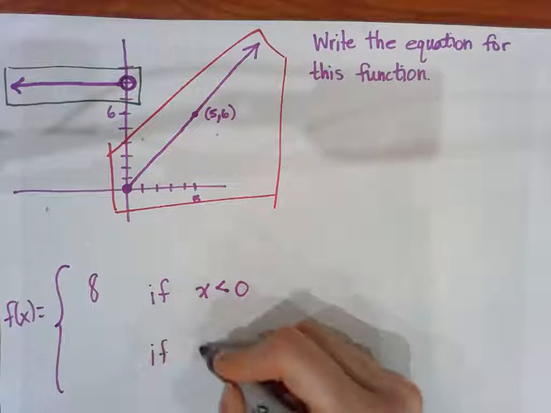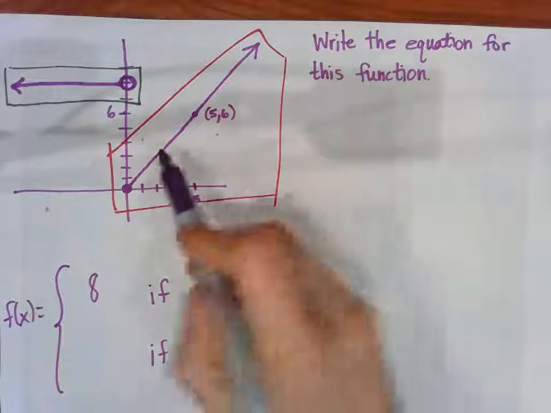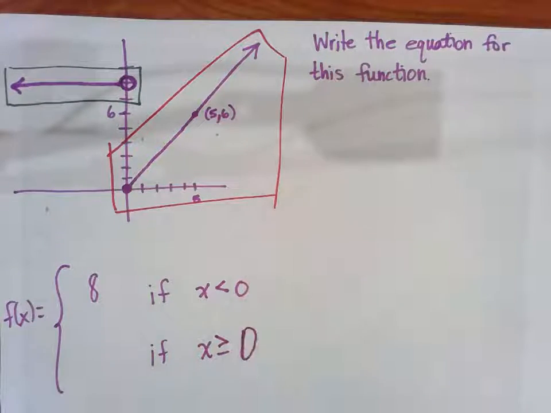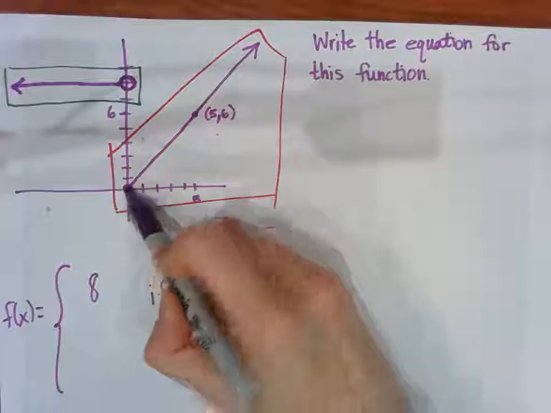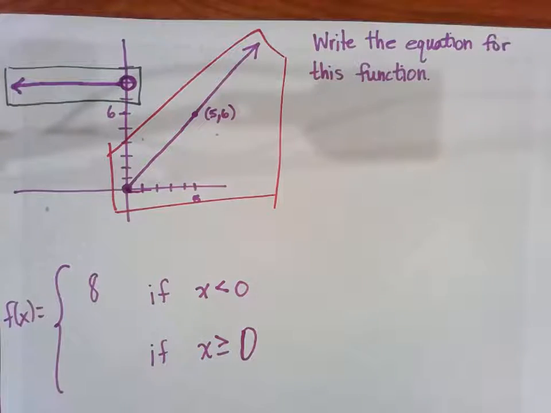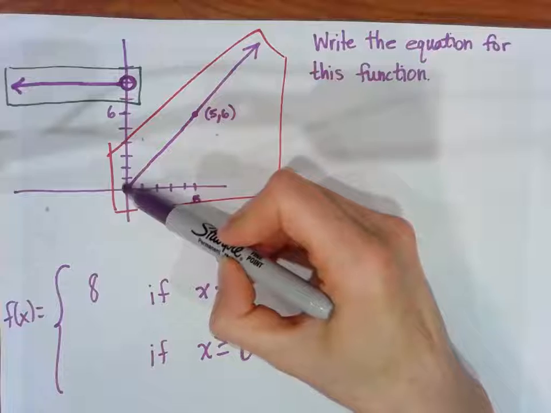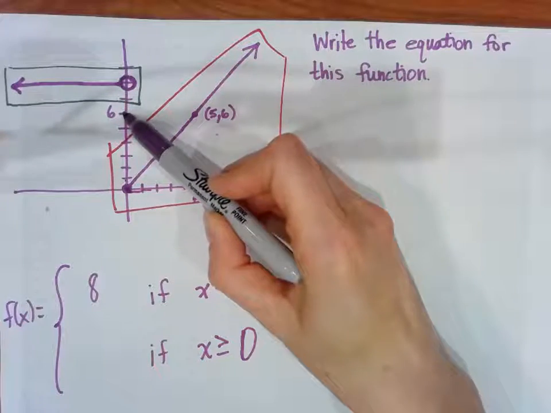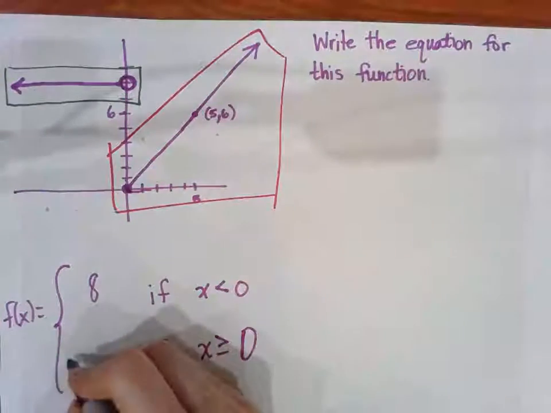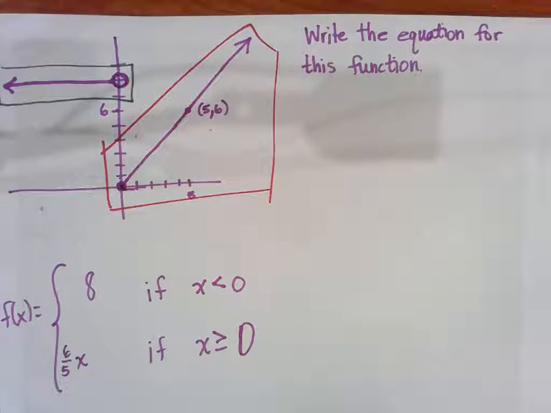And then if x is bigger than or equal to 0, so, oh, I said 0, not 1. So here at x being 0, and also for any other x values that are bigger than 0, we will get a line that will rise 1, 2, 3, 4, 5, 6, and run 5. So 6/5 is the slope. So that's 6/5 x. The y-intercept is 0, so it's like plus 0. We don't need to write that on there.